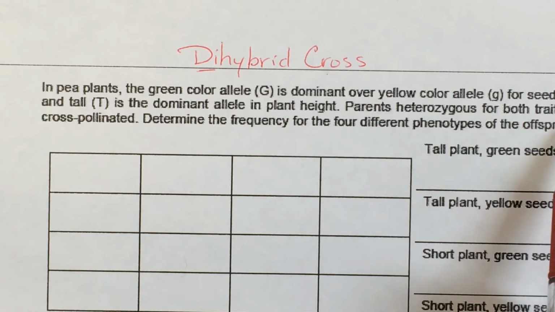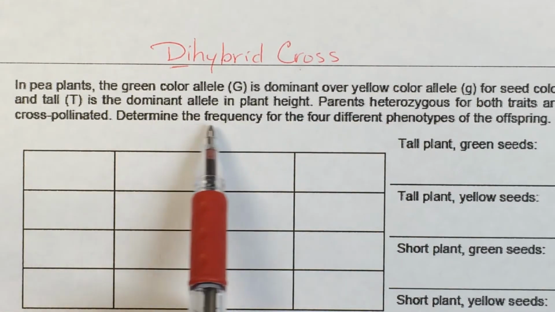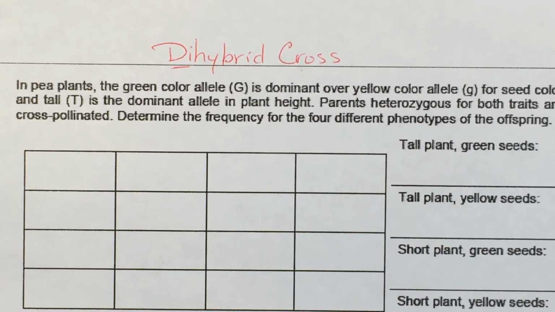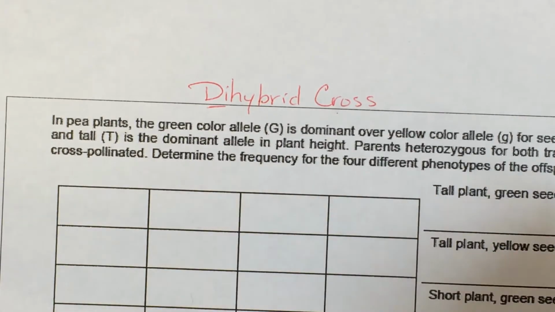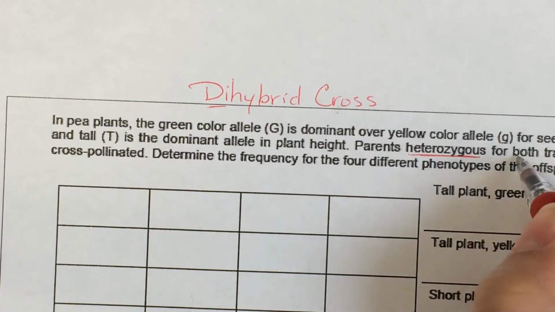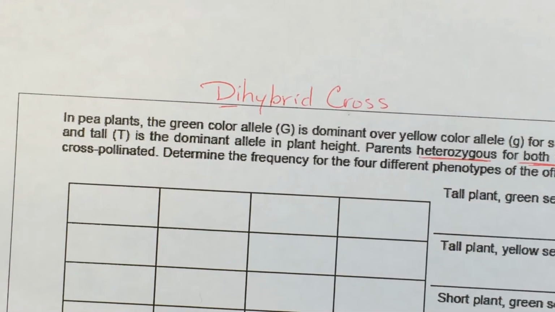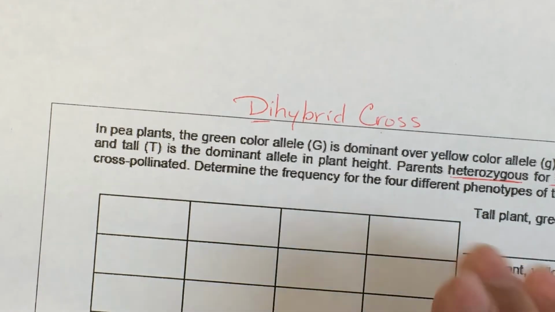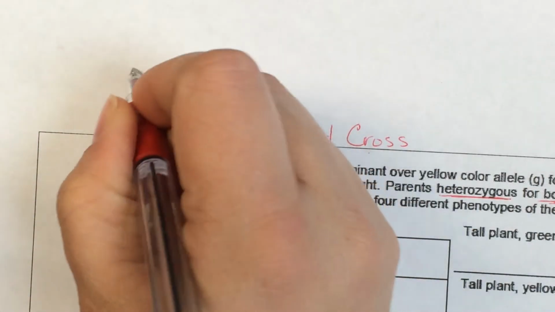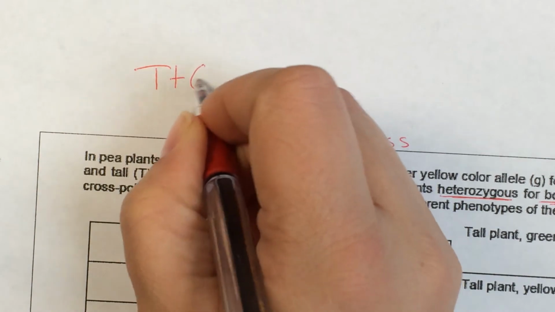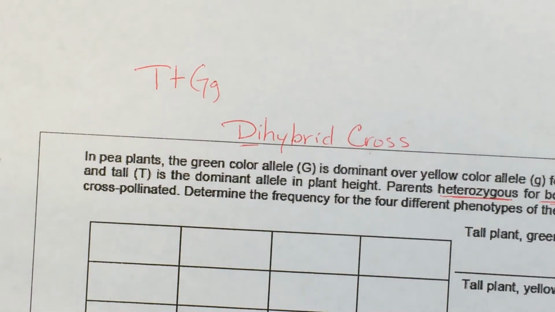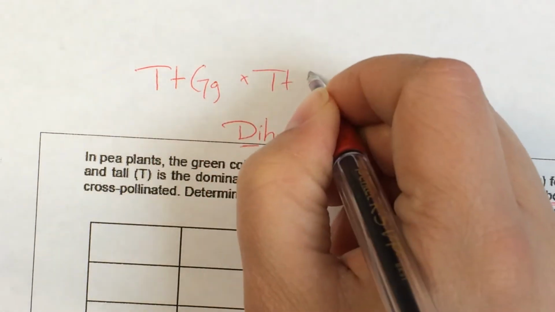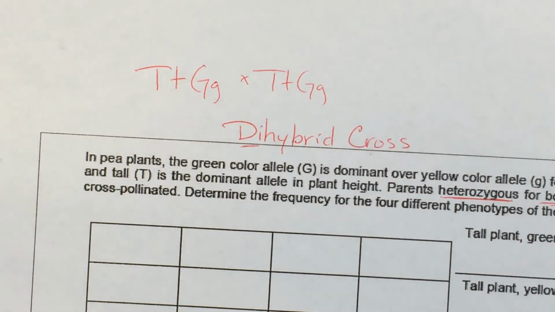Parents heterozygous for both traits are cross-pollinated. Determine the frequency for the four different phenotypes of the offspring. Since they said parents are heterozygous for both traits, that means they have both the uppercase and lowercase letters, both the dominant and recessive. So one parent is uppercase T, lowercase t, and uppercase G, lowercase g, so they'll show as tall and green, and both parents are that way, so we would have them crossing like this.